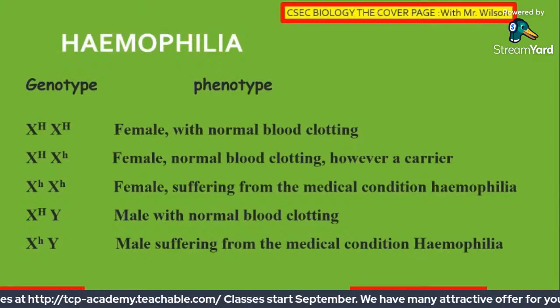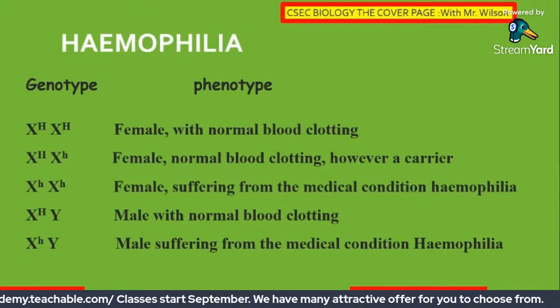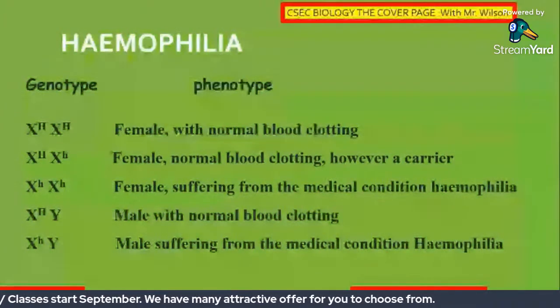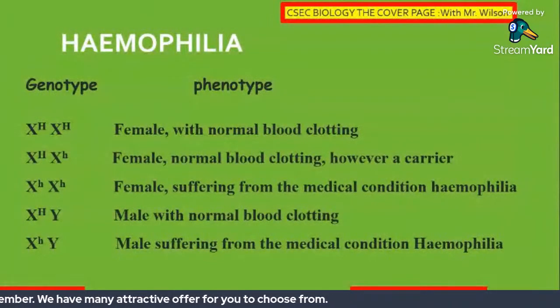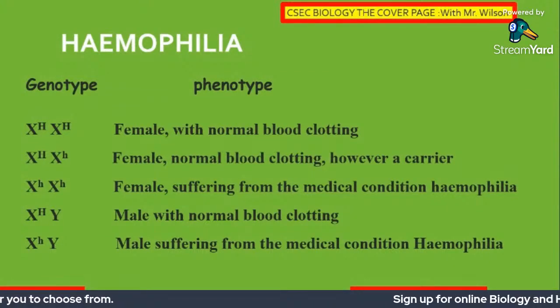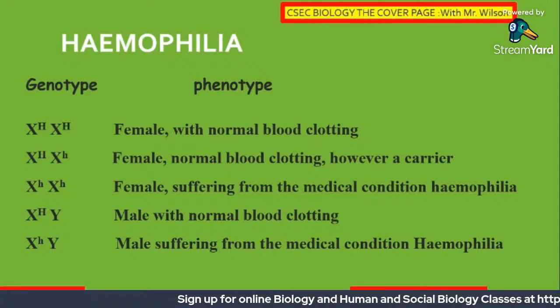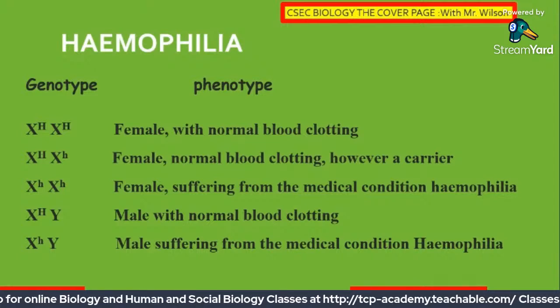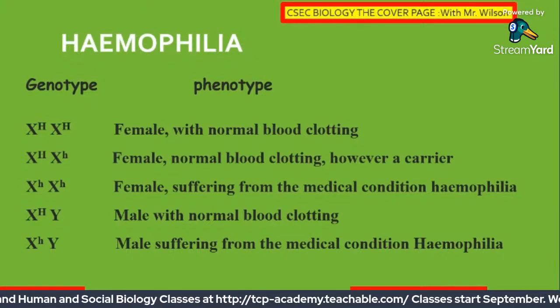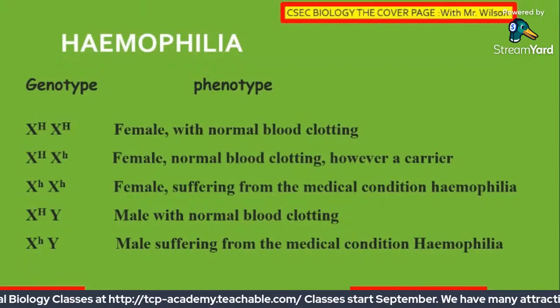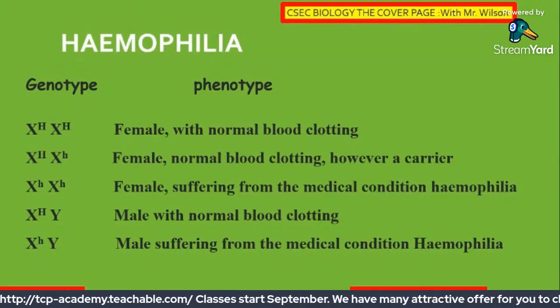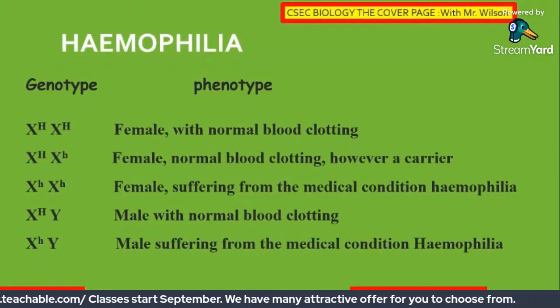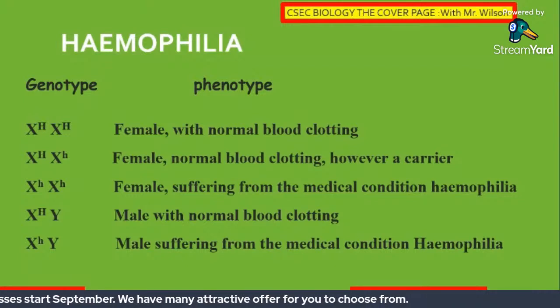Now, this person will not be adversely affected by hemophilia. However, this individual will be able to pass on hemophilia to the F1 generation. The third female is a female that is affected by hemophilia. She's hemophilic, which means that, of course, she is adversely affected by the condition, and so too she'll be able to pass on the condition to her offspring.